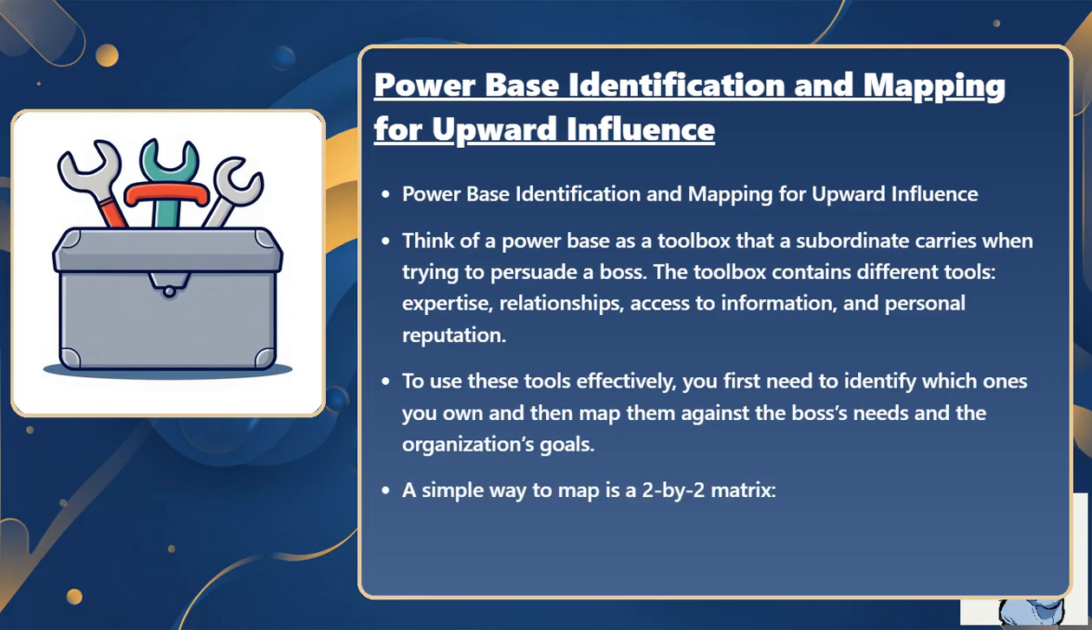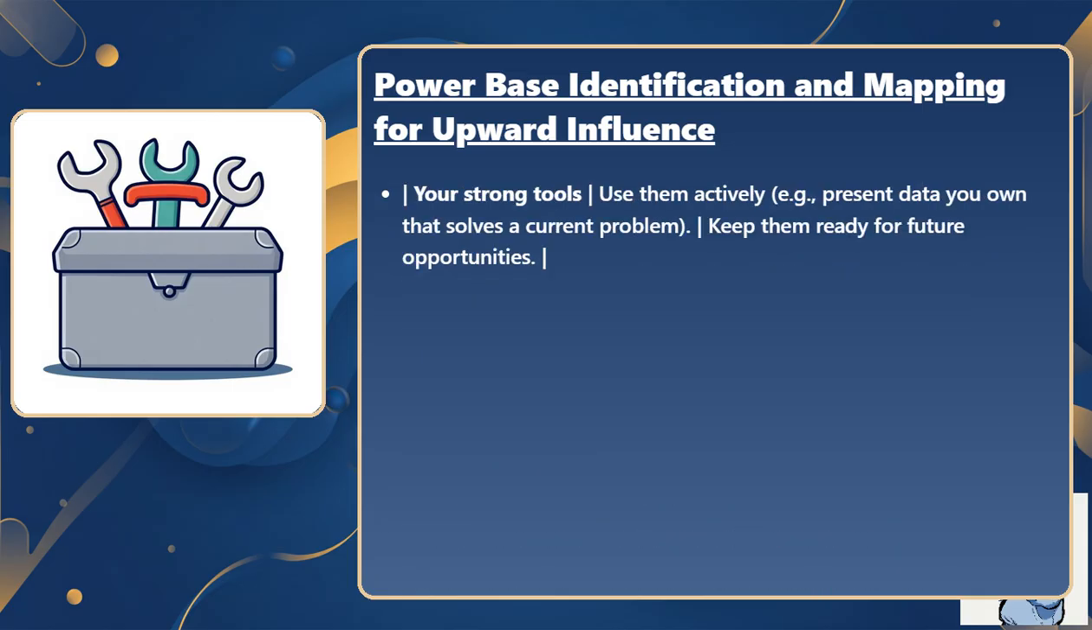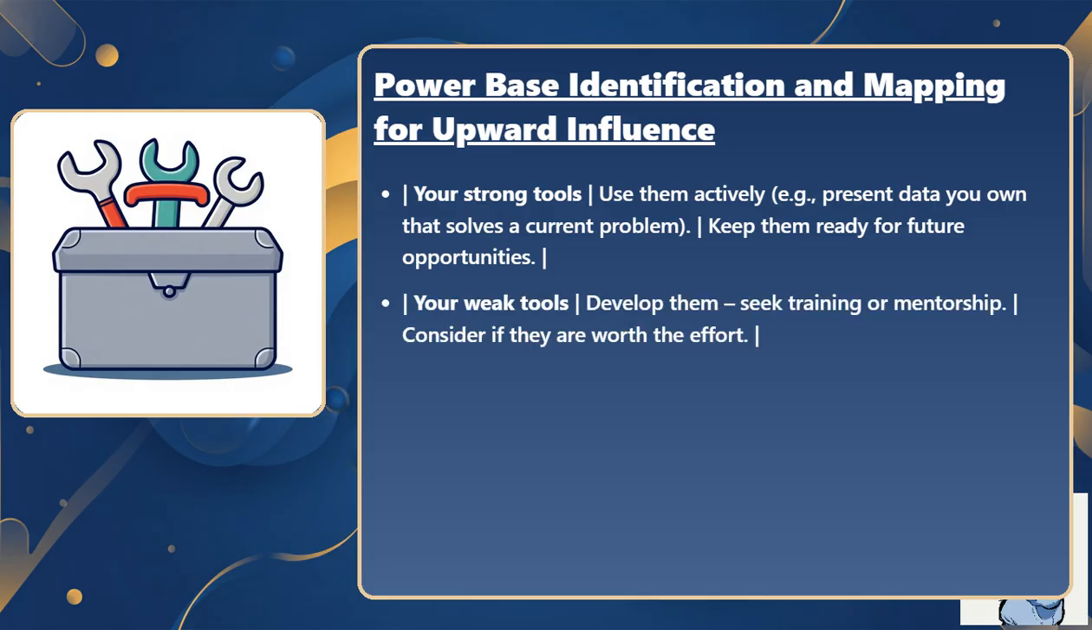A simple way to map is a 2x2 matrix. Column 1 blank, column 2 high relevance to boss's agenda, column 3 low relevance. Your strong tools, high relevance: use them actively, for example present data you own that solves a current problem. Your strong tools, low relevance: keep them ready for future opportunities. Your weak tools, high relevance: develop them - seek training or mentorship. Your weak tools, low relevance: consider if they are worth the effort.